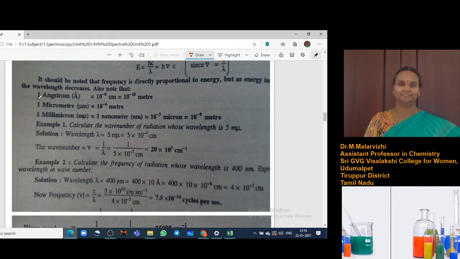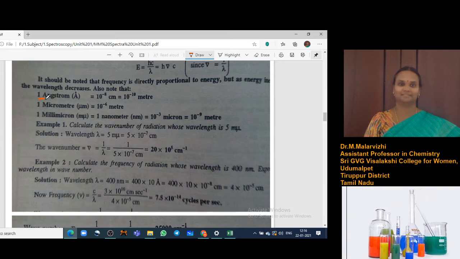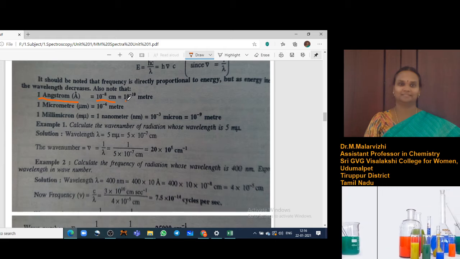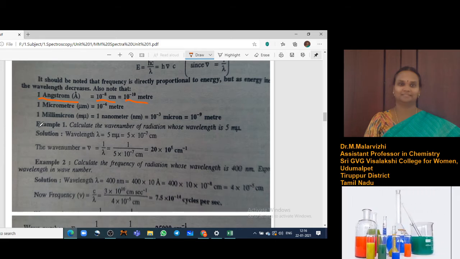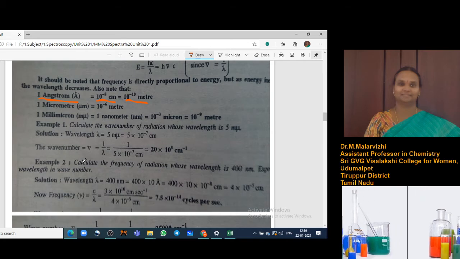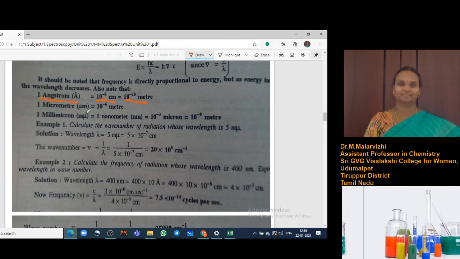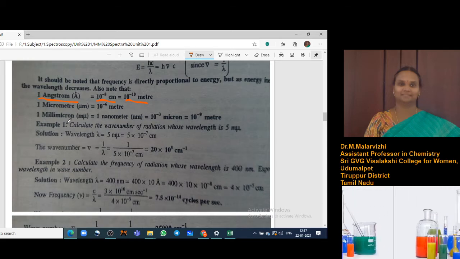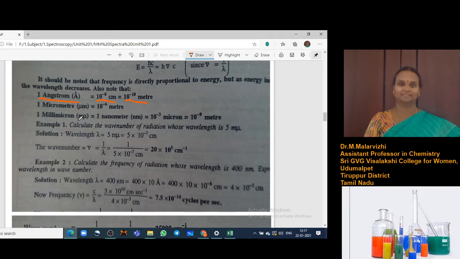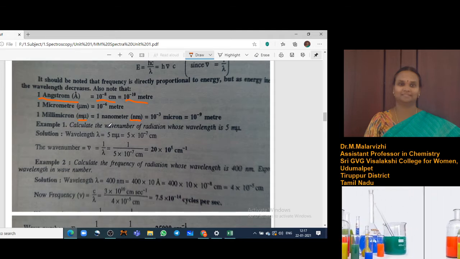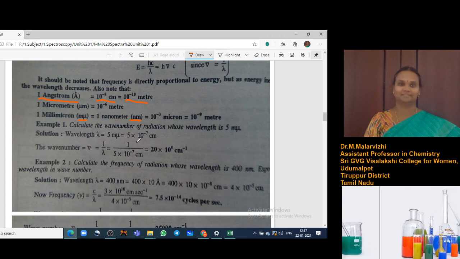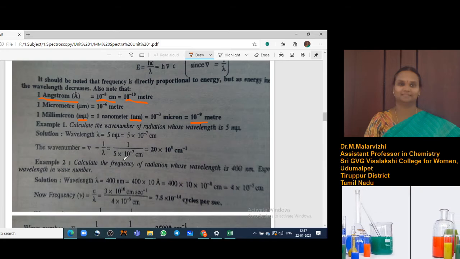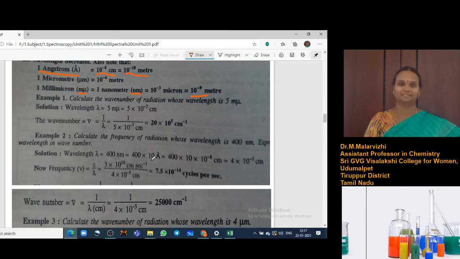1 Angstrom unit is equal to 10 power minus 8 centimeter. That is equal to 10 power minus 10 meter. So like this, you have to remember some important conversions. 1 micrometer is equal to 10 power minus 6 meter. And 1 millimicron, I already told you, is equal to 1 nanometer. So these are the important conversions. 1 nanometer, we know, is 10 power minus 9 meter. Now let us move on to the calculations.